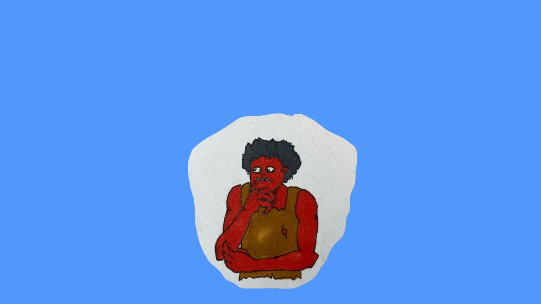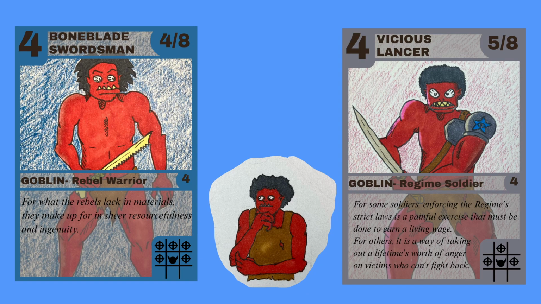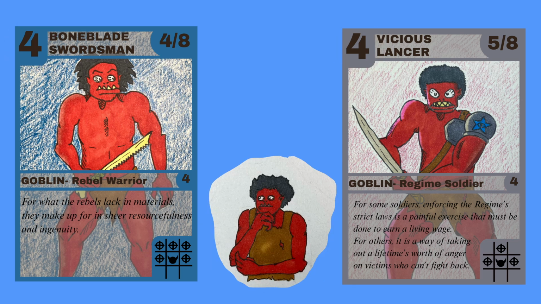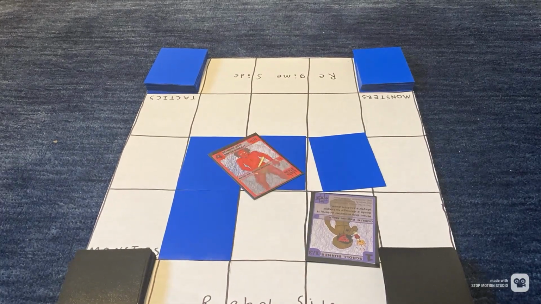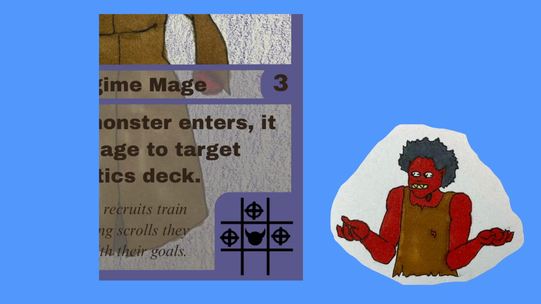For example, 2 cards from my playtest decks are Boneblade Swordsman and Vicious Lancer. They seem like almost the same card at first, because they have the same cost and very similar stats. In practice though, they have pretty different playstyles, because one of them deals slightly more damage, while the other can reach more spaces with its diagonal range. The horn symbol indicates the monster, and the targets show which spaces it can attack in relation to where it is on the board.